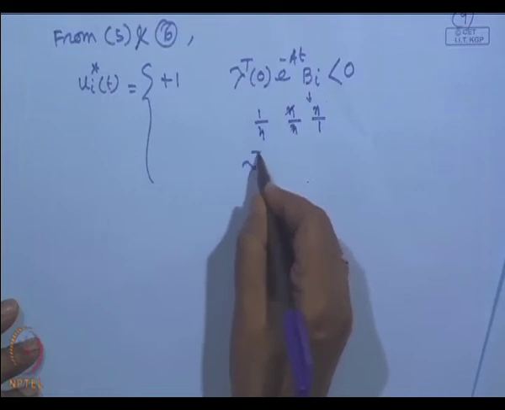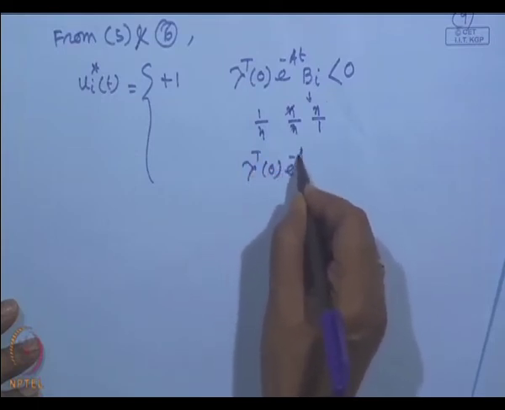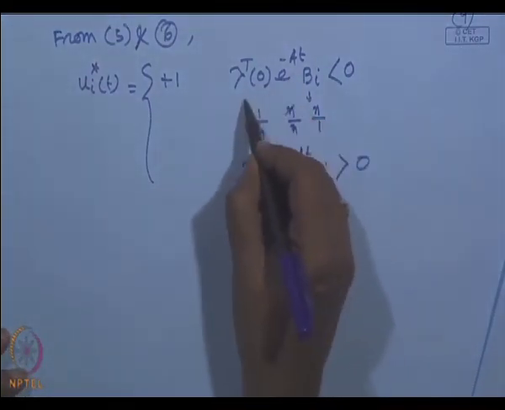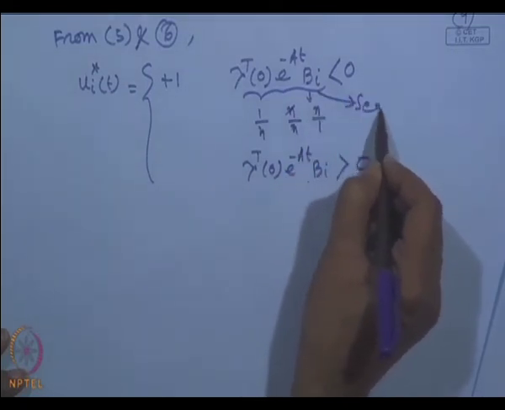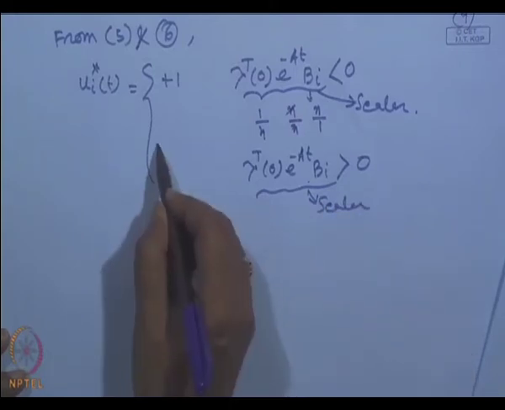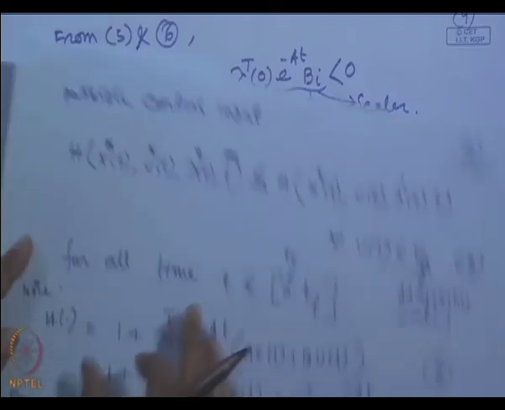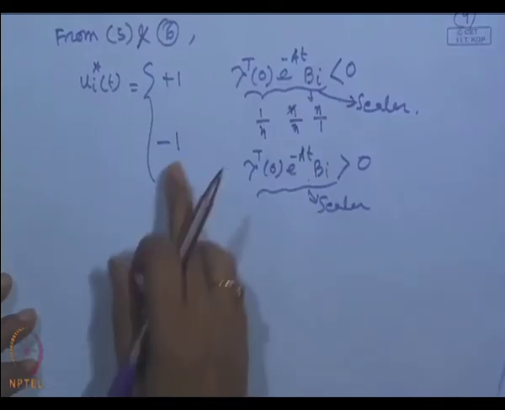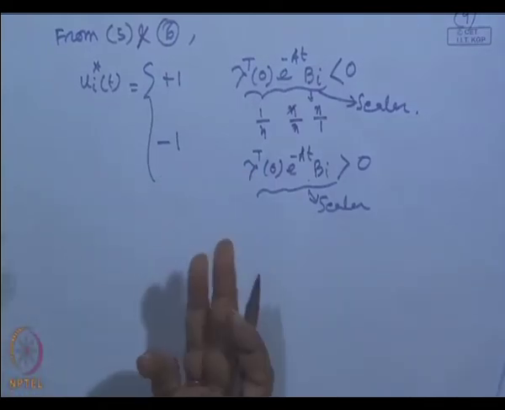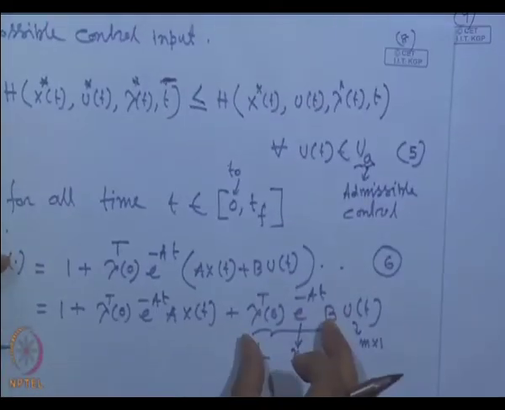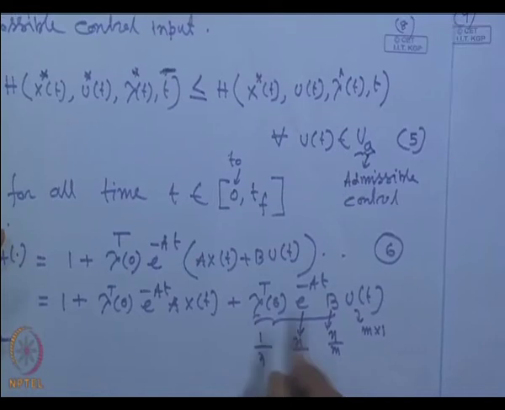Now, if lambda star of j e to the power of a t b I is greater than 0, this is scalar, and this is also scalar, then it is this. So ultimately this function value will be minimized in this way. So u we have to switch to either plus 1 or minus 1, agree, when you have followed this point, this quantity.